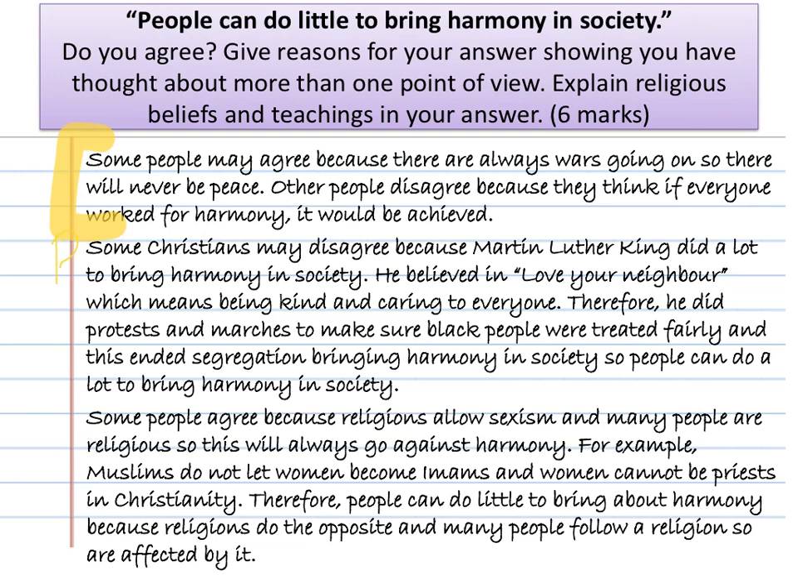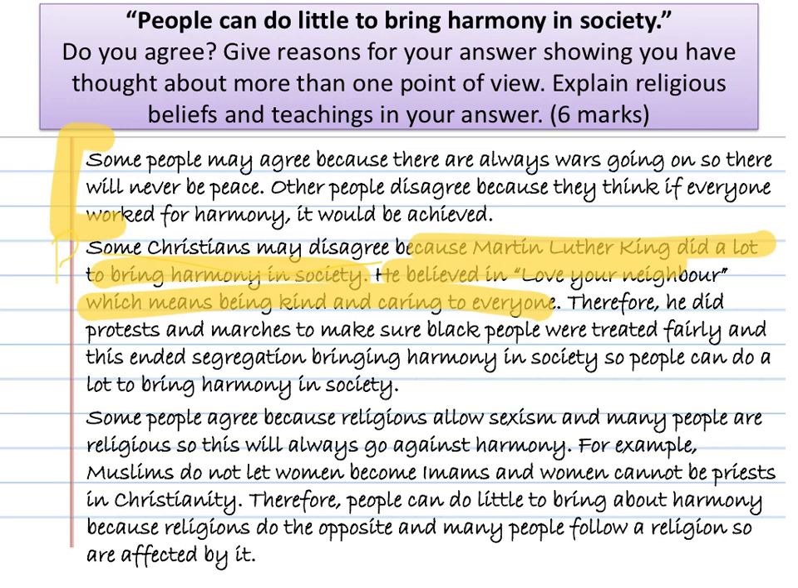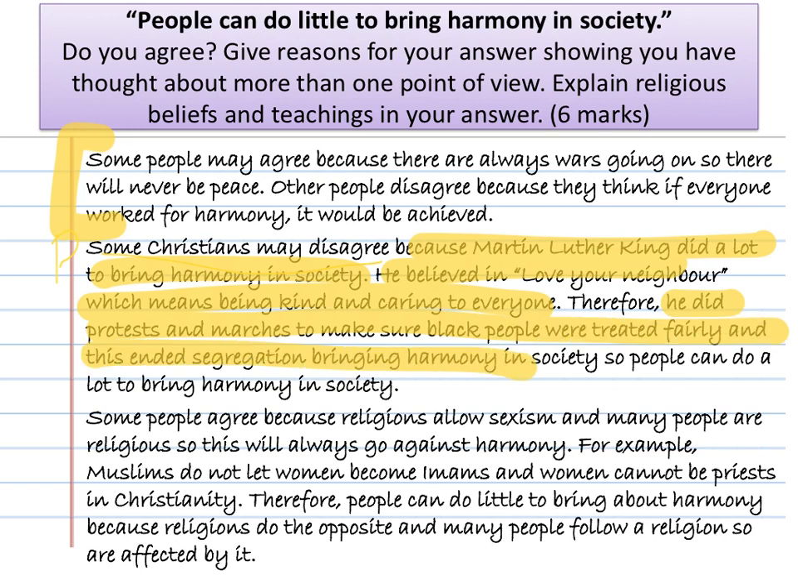We've got our point. Some Christians may disagree. Our explanation, because Martin Luther King did a lot to bring about harmony in society. Our evidence, he believed in love your neighbour, which means being kind and caring towards everyone. And our link, therefore he did protests and marches to make sure black people were treated fairly, and this ended segregation, bringing about harmony in society. This is the key part. We're linking it back to our key question.